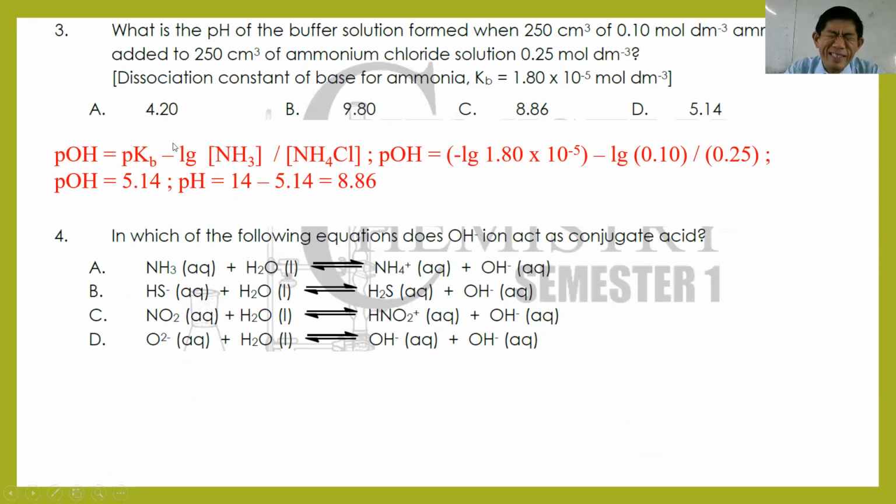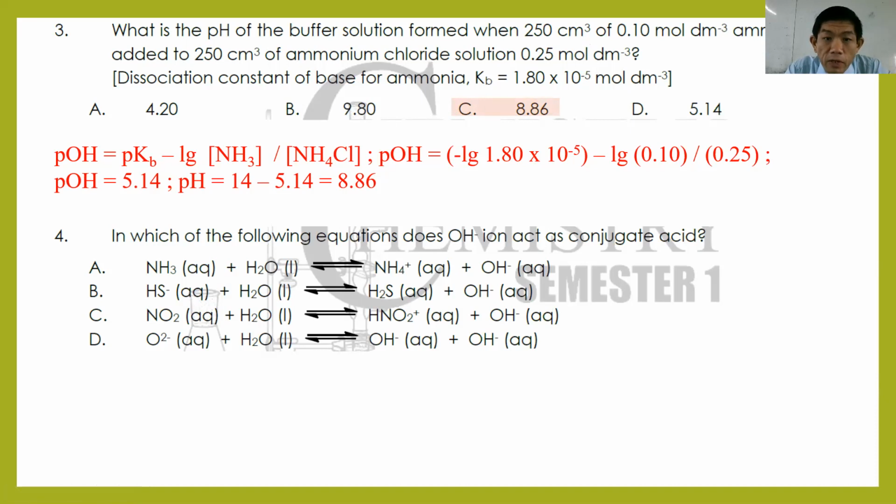You use this buffer solution equation. pOH equals pKb minus log concentration of the base over the salt. So you have pOH equals negative log 1.8 times 10 to the power negative 5 minus the concentration of the weak base over the salt of the weak base. But in here, since we see that the volume is the same, you are going to expect it to have the same concentration. So pOH equals 5.14. So pH equals 14 minus 5.14. You get 8.86. So the answer is C.